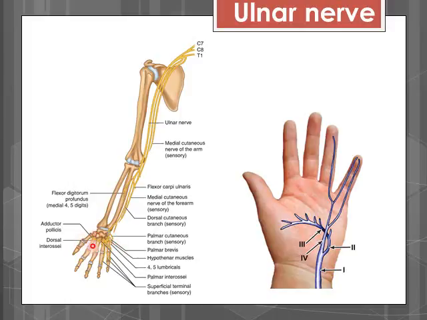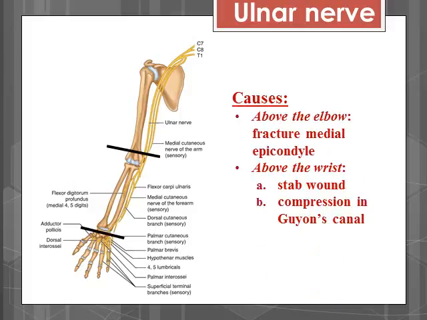It supplies all the intrinsic muscles of the hand except those supplied by the median nerve, which are the thenar muscles and the first and second lumbricals. The sensory distribution is to the palmar and dorsal aspects of the medial third of the hand, plus the palmar and dorsal aspects of the medial 1.5 fingers.